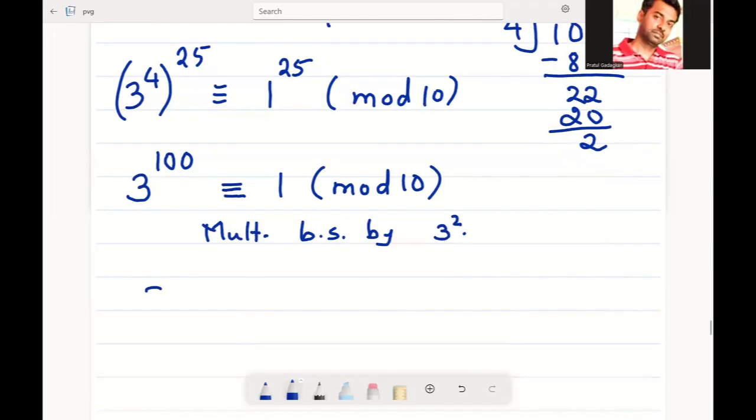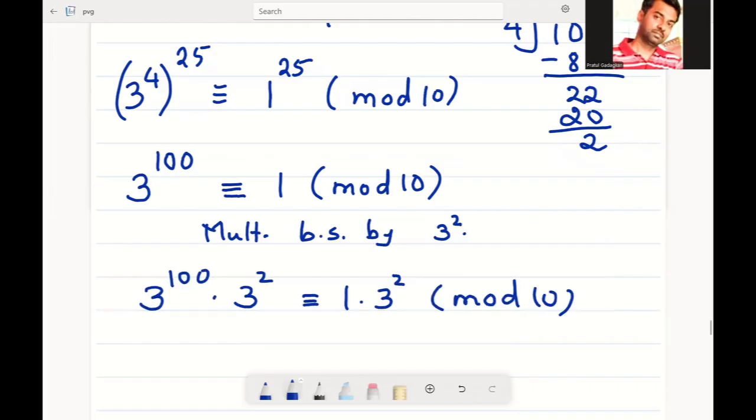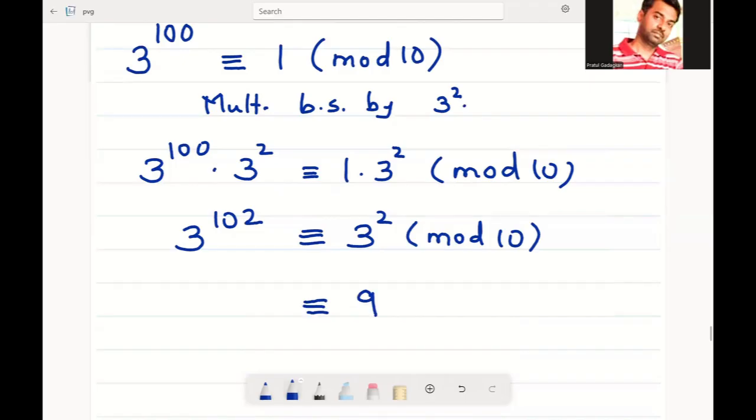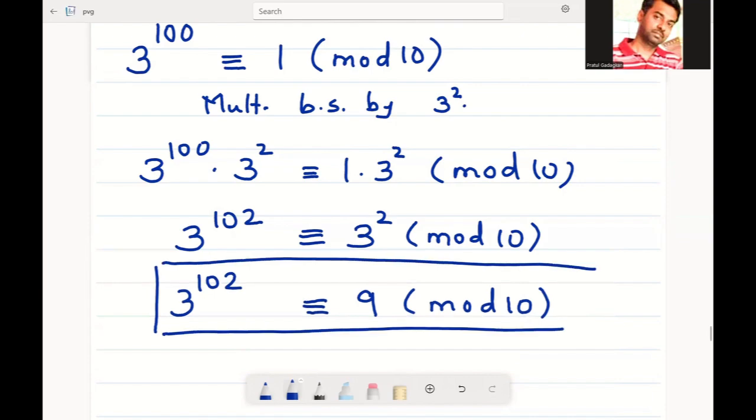So I will get 3 raised to 100 into 3 raised to 2 is congruent to 1 into 3 raised to 2 modulo 10. So this will give me 3 raised to 102 is congruent to 3 square modulo 10, and 3 square modulo 10 is 9. This is 9 modulo 10. So we have reached a conclusion that 3 raised to 102 is congruent to 9 modulo 10.